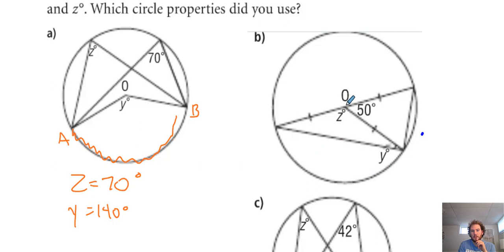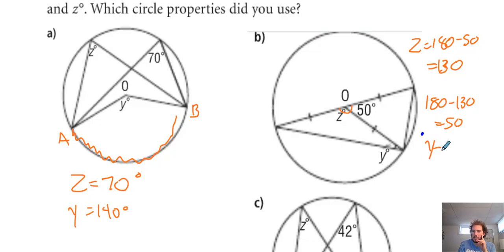Okay, we come down here. What we know is that this right here is 180 degrees. So if this is 50, then Z is going to be equal to 180 minus 50, which is 130 degrees. And again, this is an isosceles triangle. So Y, we're going to find it by taking that 180 and minusing the 130, and we get 50, and Y is going to be equal to half of that, so 25 degrees.